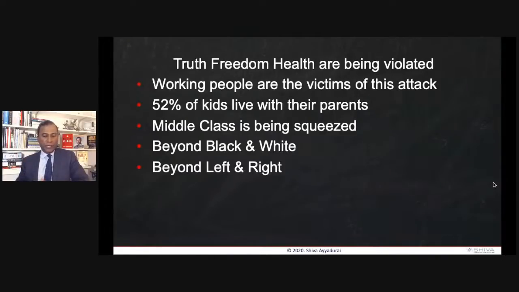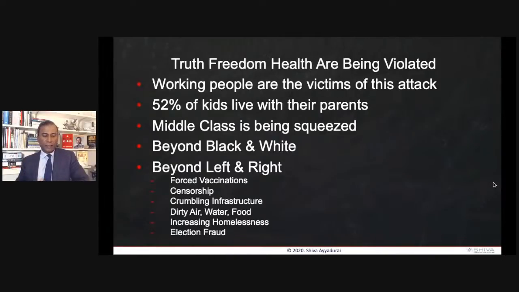And this is beyond black and white, and this is beyond left and right. Whether you're black or white, whether you're left or right, you know what? They're coming after you with forced vaccinations. They're censoring us. The 5 big tech companies.